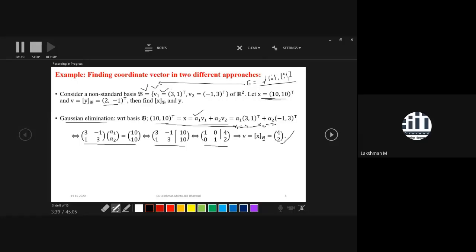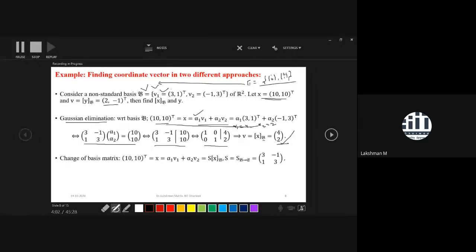So the coordinates of the vector are changed as well. What is happening here? We are not changing the point, we are just changing the coordinates. That means we are changing the representation. By allowing a change of basis, we are changing the representation of a vector. The point is the same, but the way of looking at it is changed. That is the concept of finding coordinates with respect to different bases.